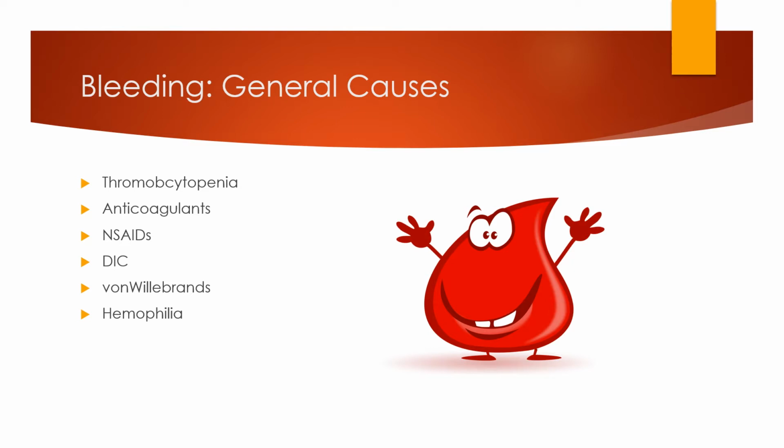Von Willebrand disease is where an individual actually has low levels of clotting proteins. So because of these low levels, they have an increased risk of bleeding. And then the last cause that we talk about is hemophilia. And hemophilia is where an individual is actually missing the factor that will contribute to clotting. So the patient is going to bleed because they don't have this factor in their blood and in their body.